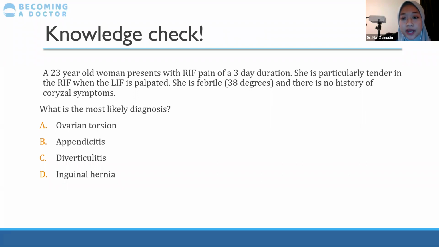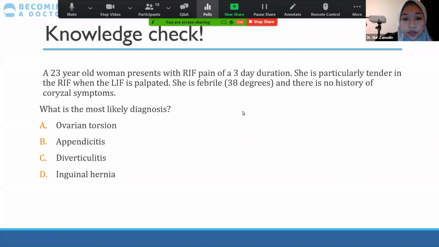Right, so I have a single best answer question. A 23-year-old woman presents with right iliac fossa pain of a 3-day duration. She is particularly tender in the right iliac fossa when the left side is palpated. She's febrile, 38 degrees, and there is no history of any coryzal symptoms. I'm just going to start the poll.